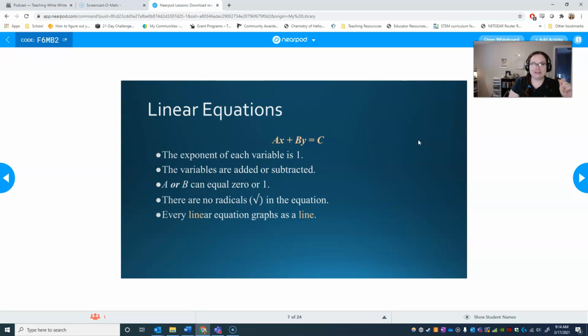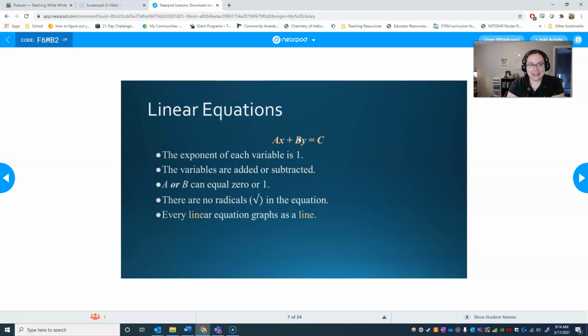The second one is the variables are added or subtracted. In this case, A, B, and C all represent numbers that you can plug in, but x and y are added or subtracted from each other. They're not multiplied or divided. The third point says A or B can be 0, meaning the coefficient number in front of them can be 0, so you would not see it.